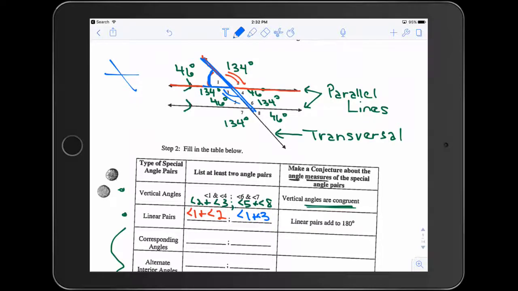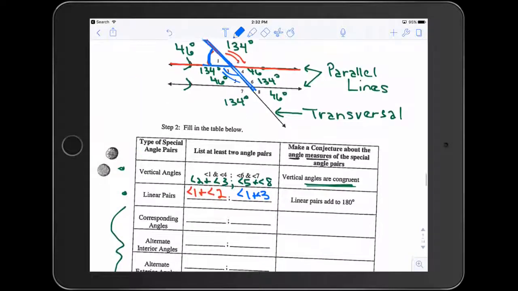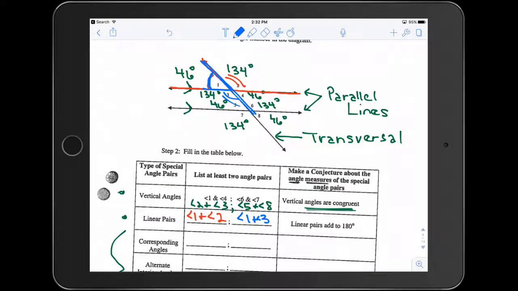So anytime you cross, you create vertical angles like we've said before, but when you have two lines or segments cross, you also create a linear pair. So those two would be a linear pair, or these two would be a linear pair, or these two would be a linear pair. And more importantly, the linear pairs add up to 180 degrees. Okay, so now let's get to the corresponding angles and so on.